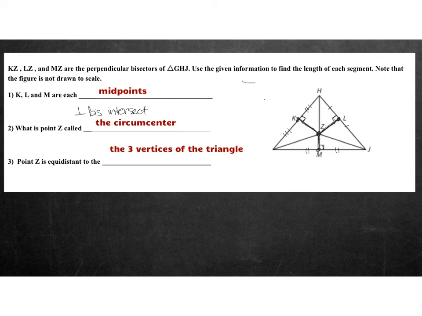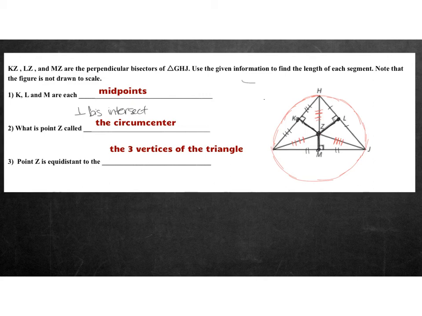And point Z is equal distance to the what? So our circumcenter is equal distance, and let me change the color that I'm writing with, to my 3 vertices of my triangle. So if we were in the classroom, you could grab a compass and put your pointer on Z and your pencil on H, and as long as you kept your radius set to ZH, as you spin it around, you'd go through all the vertices, creating a circle that was circumscribed about your triangle. That's what you can do with a circumcenter.